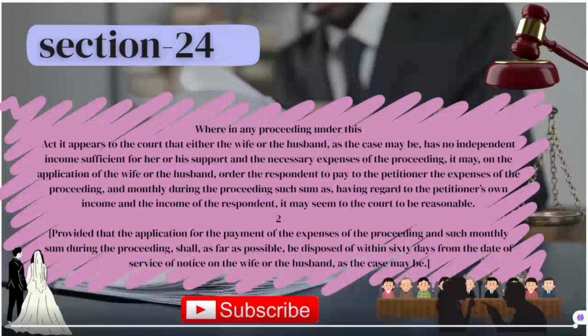So while deciding the amount, the court will look at the income of both husband and wife. And one more important point, the application for such expenses should be decided by the court within 60 days from the date notice is given. So in short, if one partner has no income, then they can ask the court for money for the expenses of the case and monthly support. The court will decide a fair amount, and according to this section, the decision should be made within 60 days.